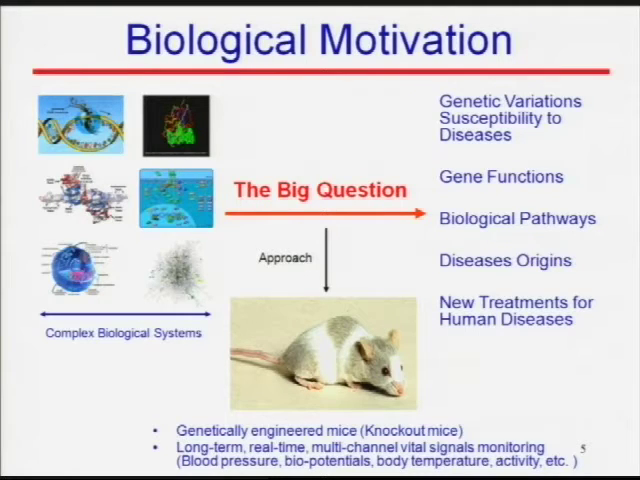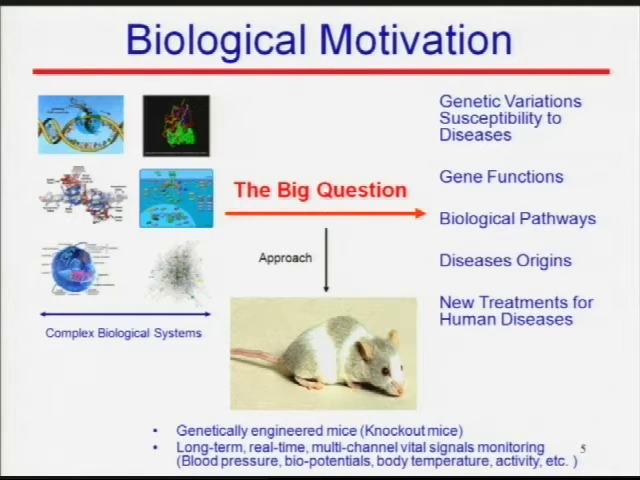So the biologists or people in biomedical research nowadays are asking a very important question: what is the connection between a complex biological system that consists of DNA, RNA, various cellular networks, and a list of questions shown on the right-hand side here, such as what is the genetic variation susceptibility to diseases? What are the gene functions? What are the biological pathways? And what are the disease origins? By understanding these questions, hopefully we can come up with better treatment methods for similar human diseases, right?